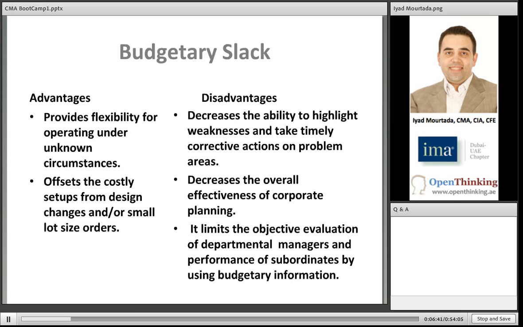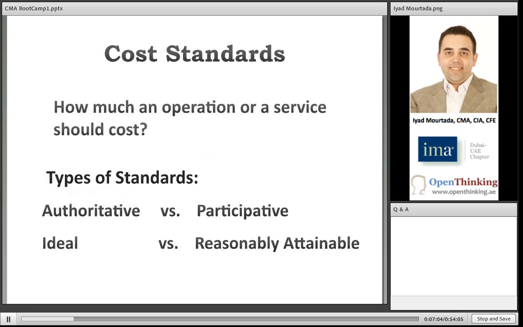It decreases the overall effectiveness of corporate planning. We don't have planning anymore because everyone is putting whatever budget they think they need, not what they actually need. It limits the objective evaluation. We can't evaluate them anymore because their performance is based on meeting the budget. If they are putting in budgetary slack all the time, they will meet the budget, and in that case, how can we really make sure that they are performing in the right way? So these are the main concepts.